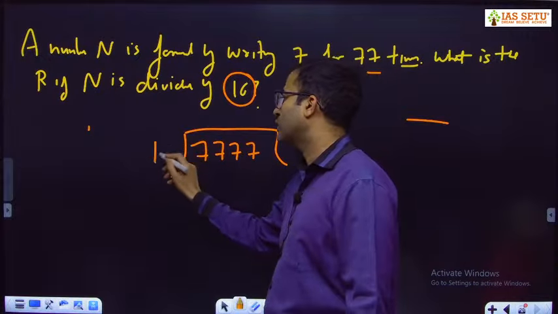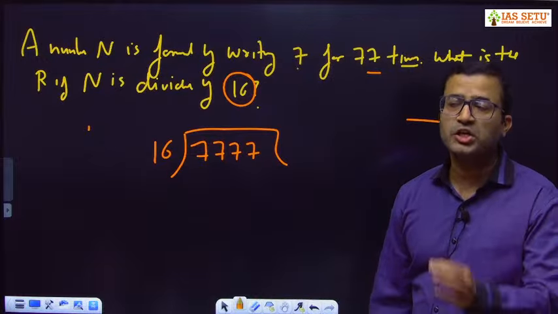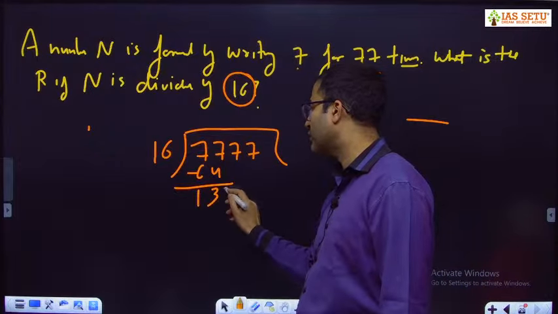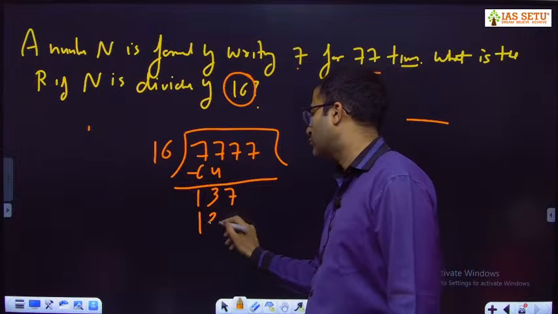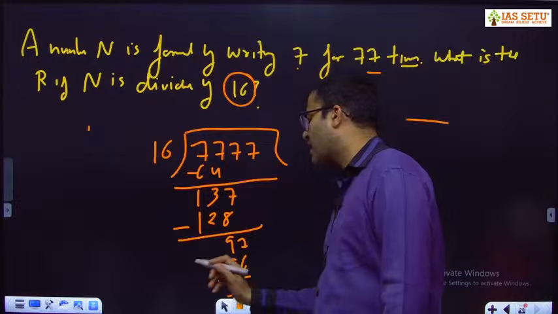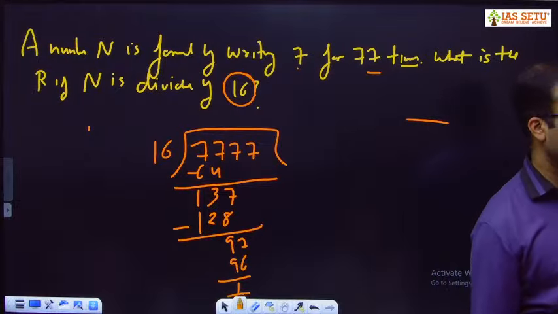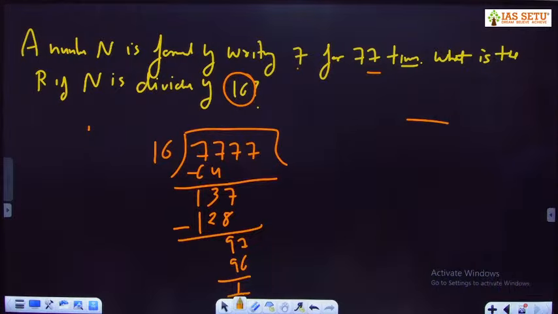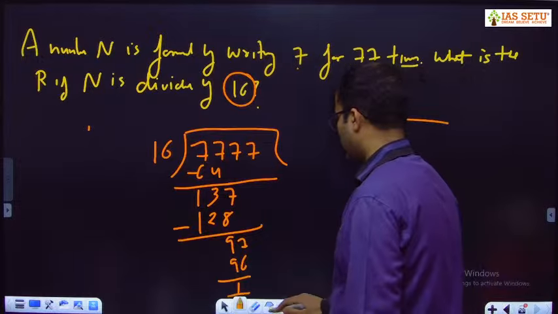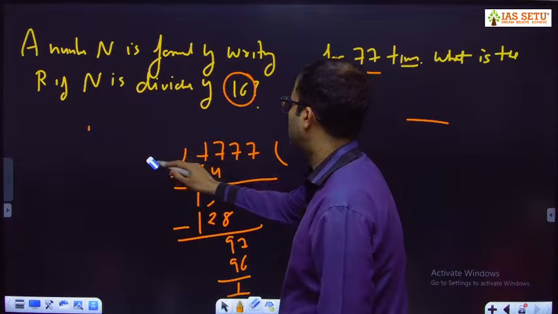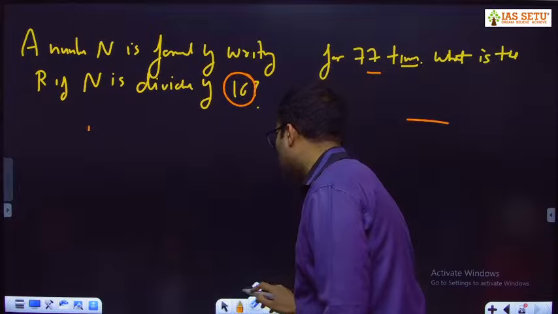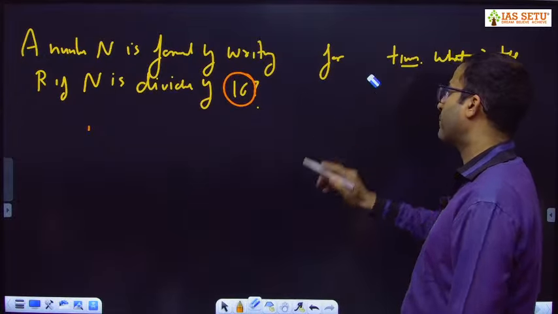So you check only the last 4 digits divided by 16. You get your answer. So here 16 4s are 64. Here 137. 16 8s are 128. So you get 9. 7 6s are 96. My answer is coming 1. So your remainder here in that case is 1. I take one more question. See here, for divisibility of 16, only the last 4 digits are sufficient. So we apply this concept.